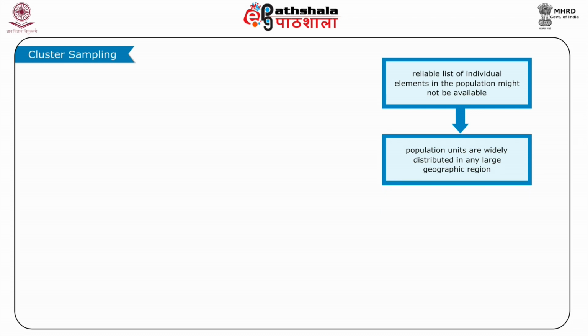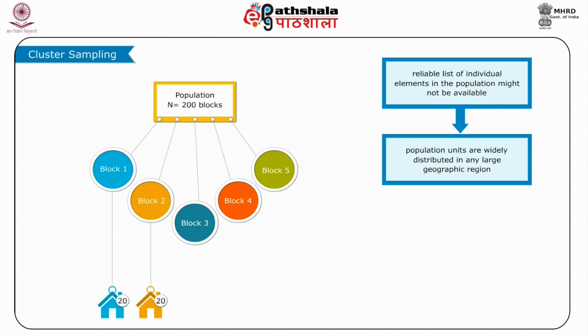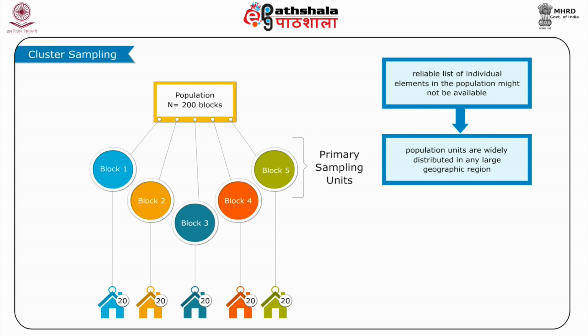B. Cases in which population units are widely distributed in any large geographic region or natural clusters. For example, we want to estimate health insurance coverage in a city having 200 blocks. Out of these, we can select, say, 5 blocks and from each block interview 20 households. This implies that a listing frame of only 5 blocks needs to be prepared, which means that less time and cost will be required. The blocks are called the primary sampling units or clusters. The households are called secondary sampling units.